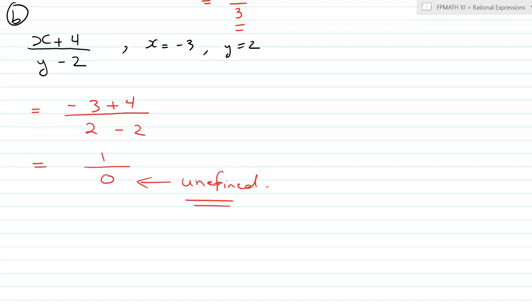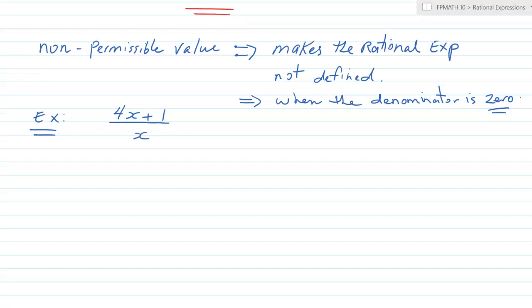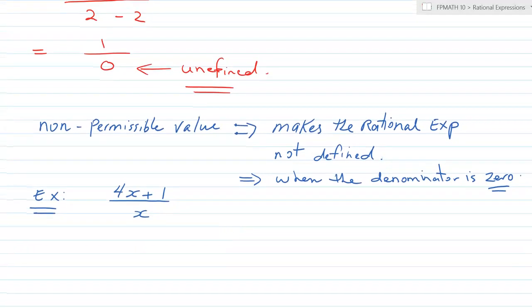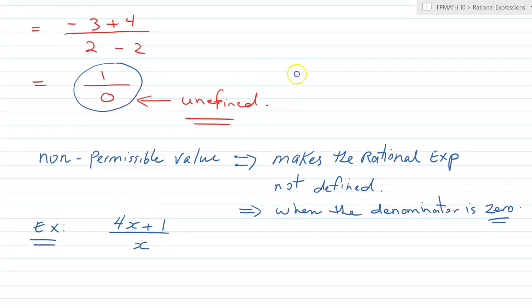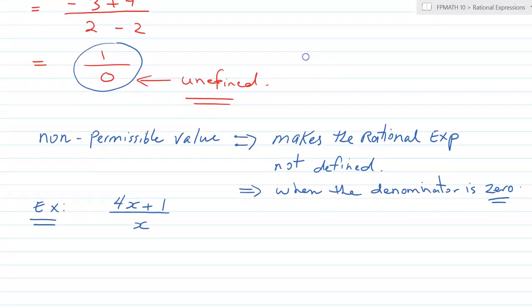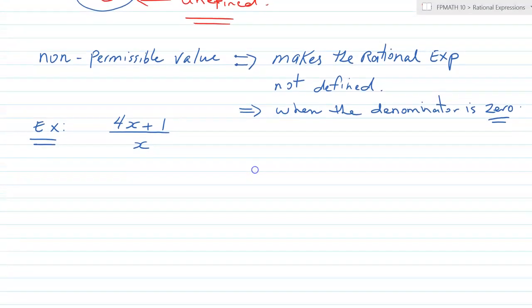Okay, so now we are going to talk about non-permissible values, following the 1 over 0 that makes this whole fraction undefined, and therefore makes the rational expression undefined for y equal to 2. So a non-permissible value makes the rational expression undefined, and it only happens when the denominator of that rational expression is 0.